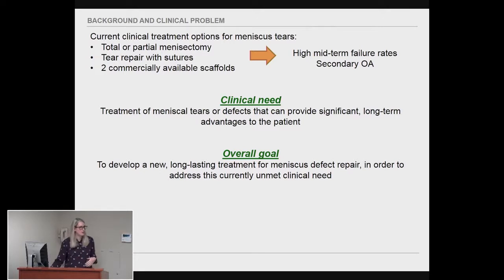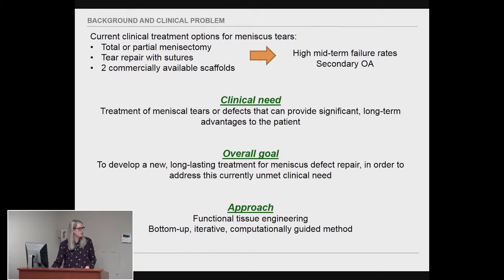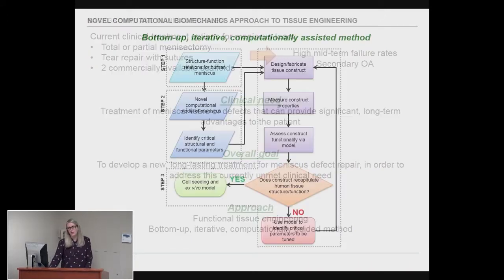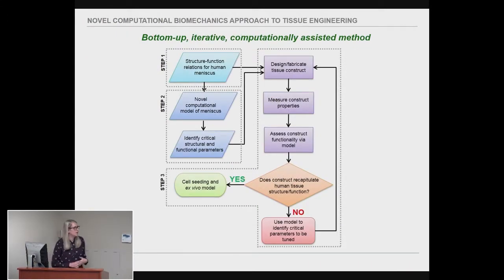And our goal is to develop this new long-lasting treatment strategy for defect repair using a functional tissue engineering approach. So we've developed what we call a bottom-up, iterative, computationally assisted method to designing a construct. So any computer model is dependent on robust input. So what we first need to do is characterize the tissue to develop structure-function relations for human meniscus tissue. And then from that, we can develop our new computational model and identify what are the critical structural and functional parameters that should be included in the design.